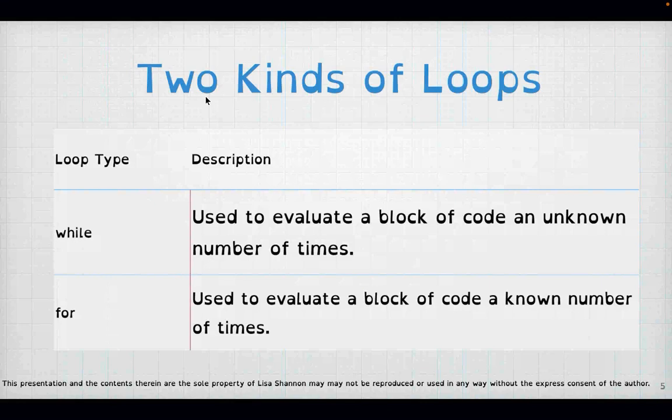While is used to evaluate the code block an unknown number of times. We just don't know. The exit condition will be determined by the input that's happening in the loop. For is a known number of times. So you've got a list, you've got some kind of sequence, you've got numbers. But those are the difference.